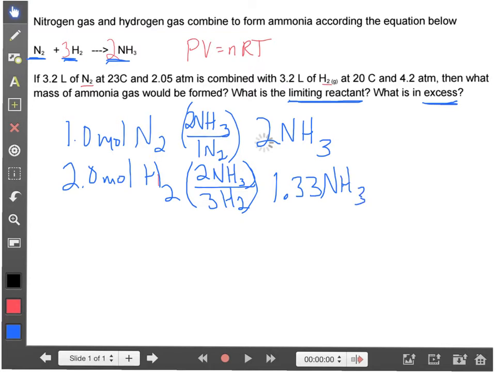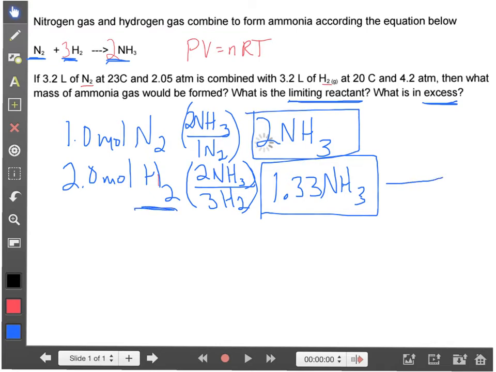If I gave you 1 mole of N2 and 2 moles of H2 and asked you how many moles of NH3 you can form, based on those two values, the maximum amount you could form is 1.33 moles of NH3. You can't form 2 moles of NH3 because you wouldn't have enough of the H2. So in this case, the H2, because it produces a smaller number of moles, would be called the limiting reactant.